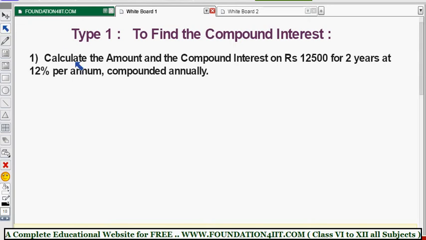Now by using the formulas only, we will find out the compound interest. I'll explain around 5 types. So in this, how to find out the compound interest. Okay, in the next video we'll see how to find out the principal, how to find out the time, when other data is given. So here we only find out compound interest questions.